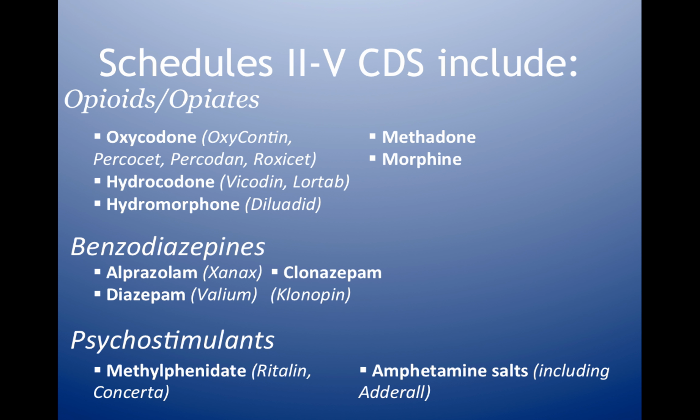What are Schedule 2 through 5s? They include opioids, opiates such as oxycodone, hydrocodone, methadone, morphine; benzodiazepines such as Xanax, Klonopin, diazepam; and psychostimulants, the Ritalin, the amphetamine salts, Adderall, Concerta. Those are some of the more common medicines you see out there that are misused in the Schedule 2 through 5s.